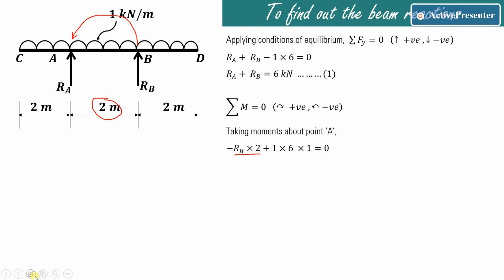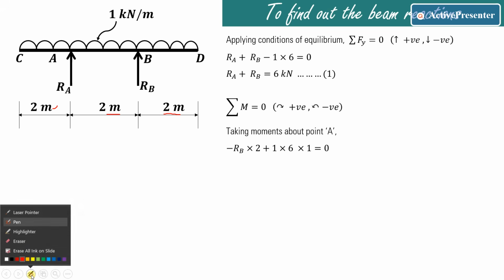Then this 1 kilonewton per meter. So 1 into total length on which it is acting is 6. So u.d.l is acting from C to D. That is total length is 2 meter. Then this 2 meter and this 2 meter. That is 6 meter. So total length is of 6 meters.